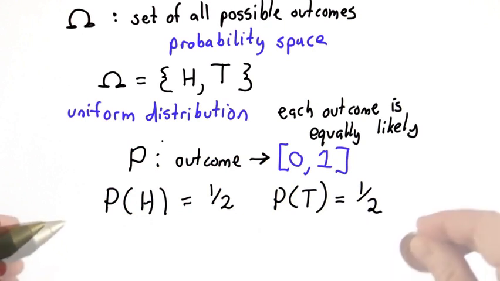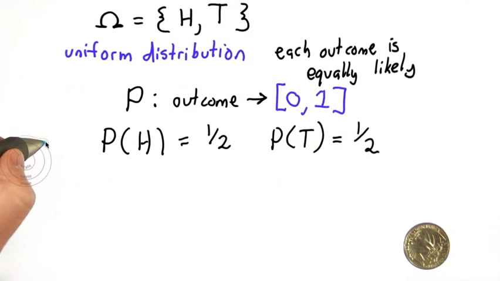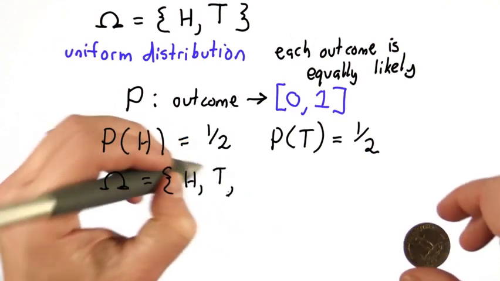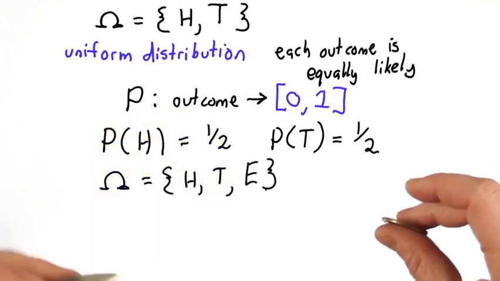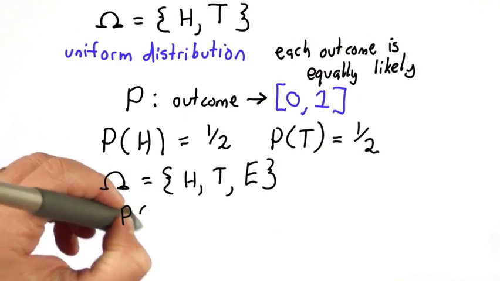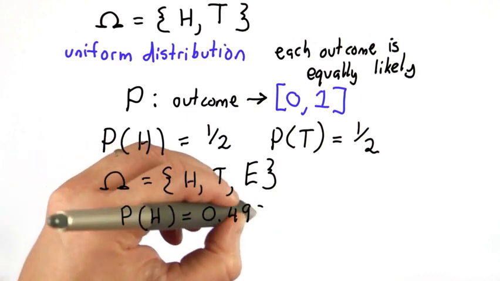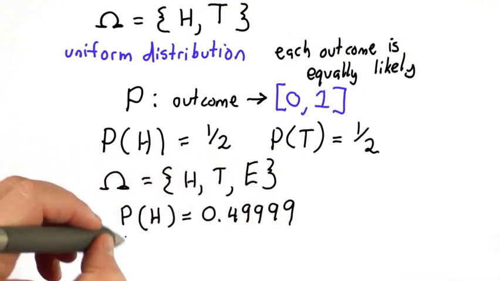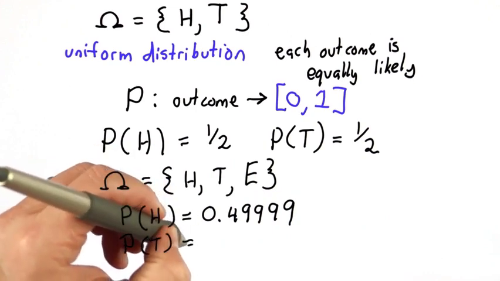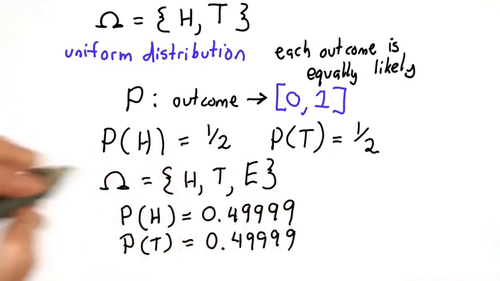Real coins aren't so perfect. So let's assume instead that there are 3 possible outcomes. Now our probability space will be heads, tails, and edge. The edge outcome does not happen frequently. And we'll make the probability distribution, so the probability of heads is 0.49999. The probability of tails, we'll assume our coin is still fair, that the probability of tails is equal to the probability of heads, which is 4 followed by 4 nines.